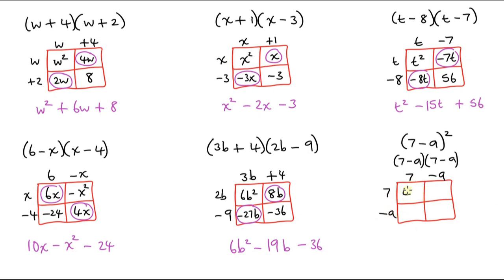So 7 times 7 is 49. 7 times negative a is negative 7a. And then we're going to have another negative 7a. And then negative a times negative a is positive a squared. So we've got these two terms. Oh, let me change it to my fuchsia colour. I don't want to mess it up right at the end there with the colours. So these two terms will simplify. So we've got 49, and then negative 7a minus another 7a is minus 14a. And then finally, we've just got plus a squared.